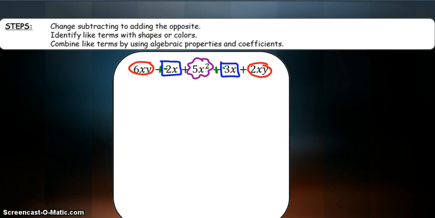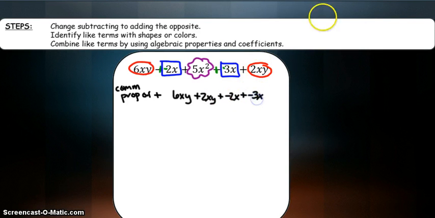Okay, so we're going to use the commutative property of addition first to arrange our like terms so they're near each other. So 6xy plus 2xy plus negative 2x plus negative 3x plus 5x squared.